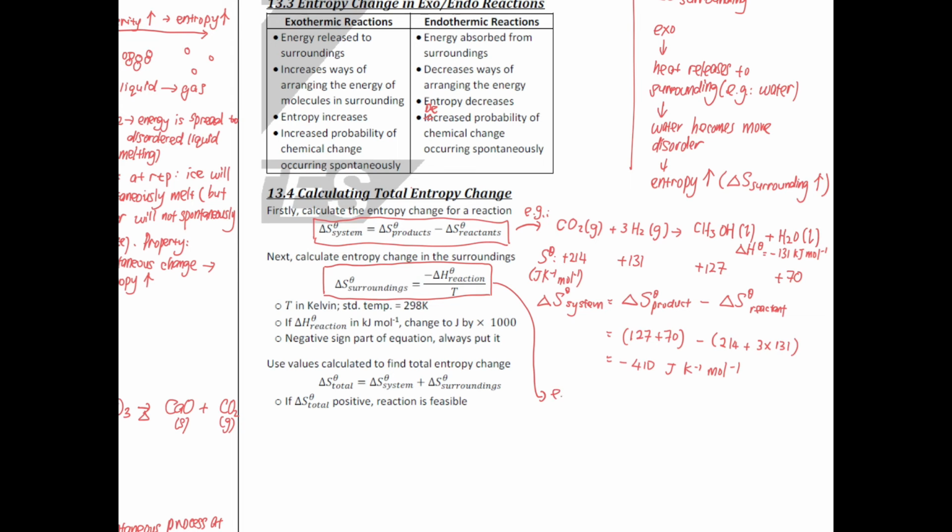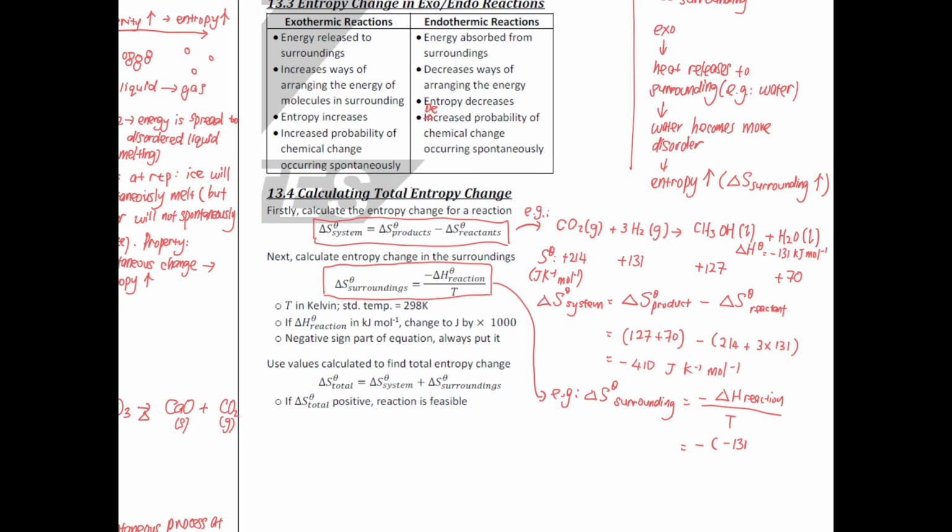Okay, example again. Of course, my example is based on the previous one. So I can find out the delta S theta of the surroundings. How I do it is, I take negative delta H of the reaction, divided by temperature. The negative is already there based on the notes here. Negative is there, always put it. And then the delta H itself is another negative, so negative 131.